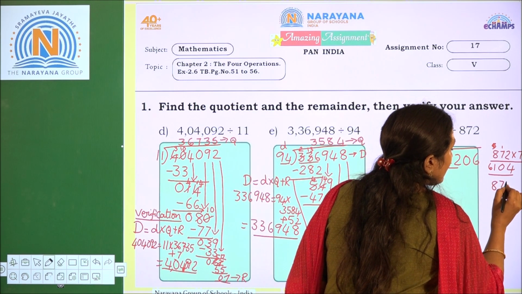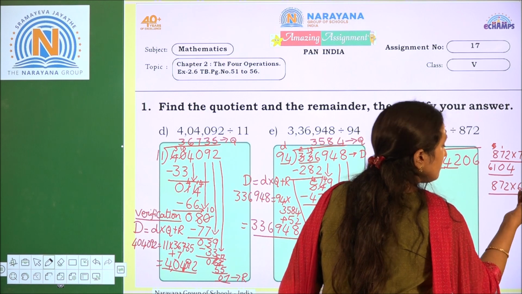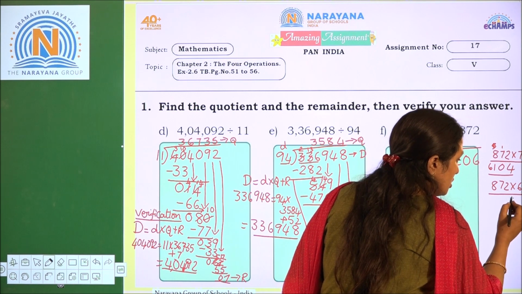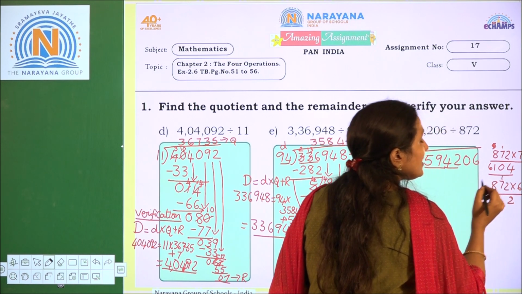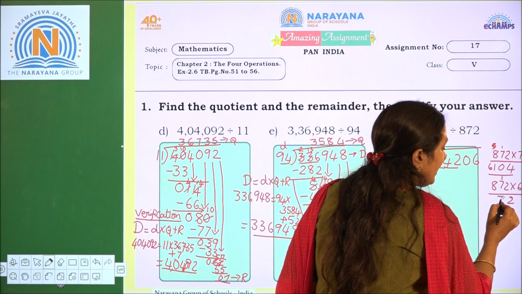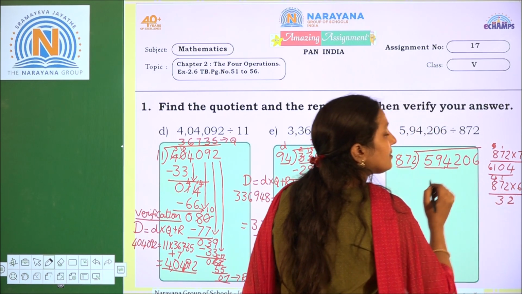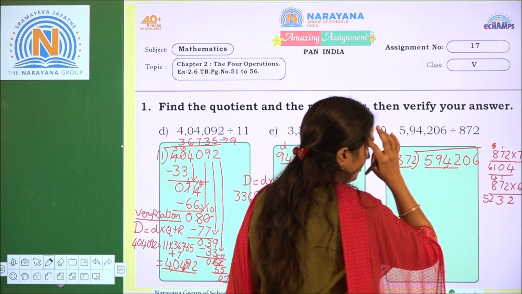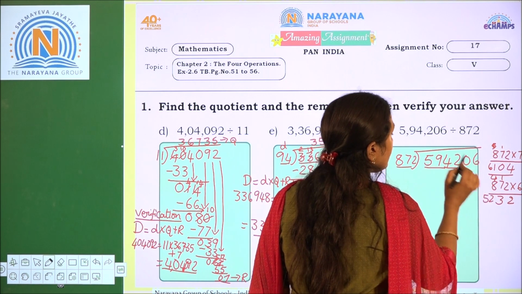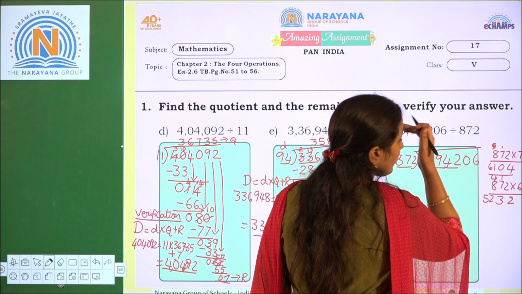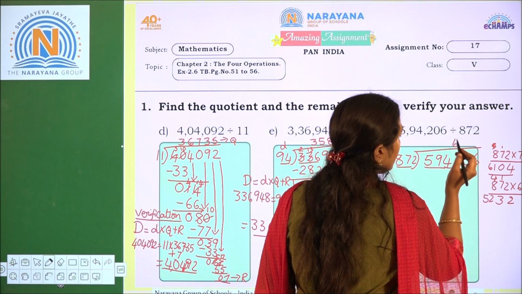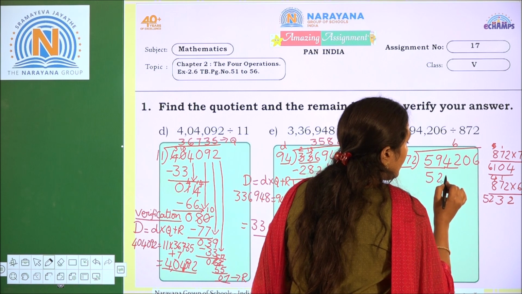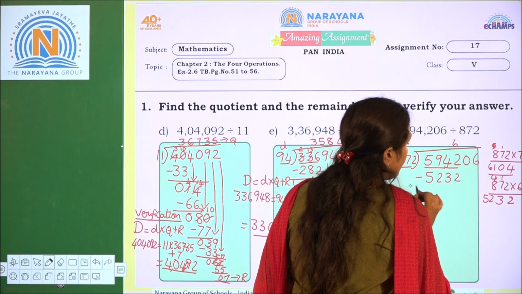So 872 into 6. 6 2's are how much? 12, carry 1. 6 7's are 42 plus 1, 43, carry 4. 6 8's are 48 plus 4 is 52. Now, how many times can we take? 6 times. Okay, we have to write this number here. So 6 times is 5232. We have to subtract.